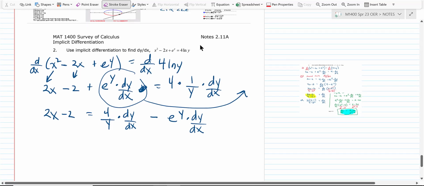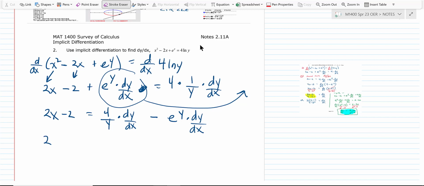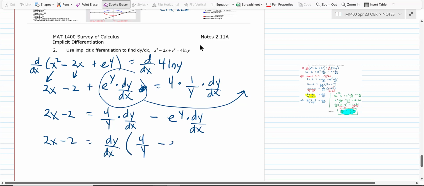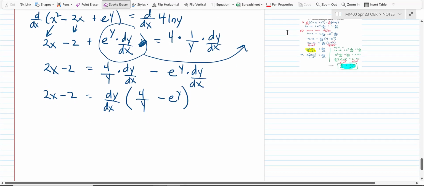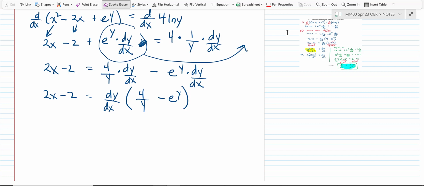But if you wanted to move that to the other side, the left side, you're going to get the right answer. So I've got 2x minus 2. I factor out the dy over dx. When you factor it out, you're going to have 4 over y minus e to the y like that. And then one more step and you're done. Okay, what's the last step? Divide, exactly. Divide by what you're trying to get rid of. That's being multiplied. So if you divide both sides by 4 over y minus e to the y, then you got it.